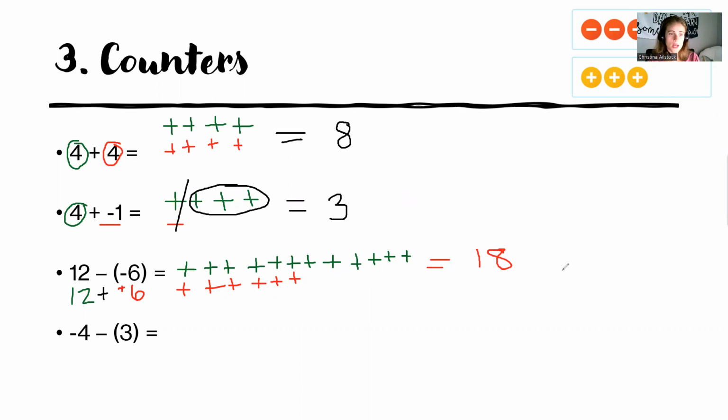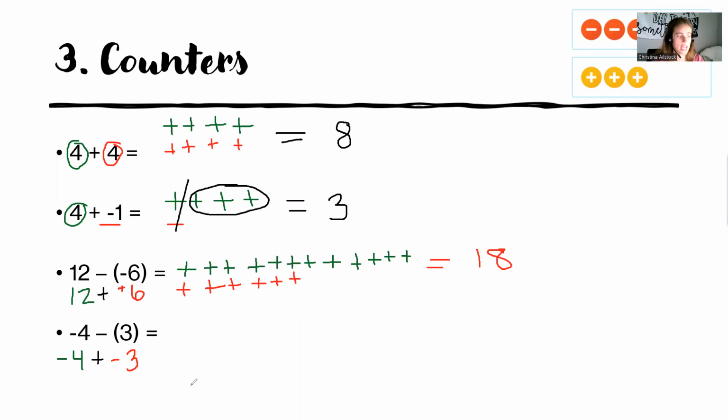All right, let's do one more example here. -4 minus 3. Uh-oh, it's subtraction. We need to use keep, change, change first. So keep the first number the same, change subtraction to addition, and then we're going to change the sign of our second number, making that +3 a -3.